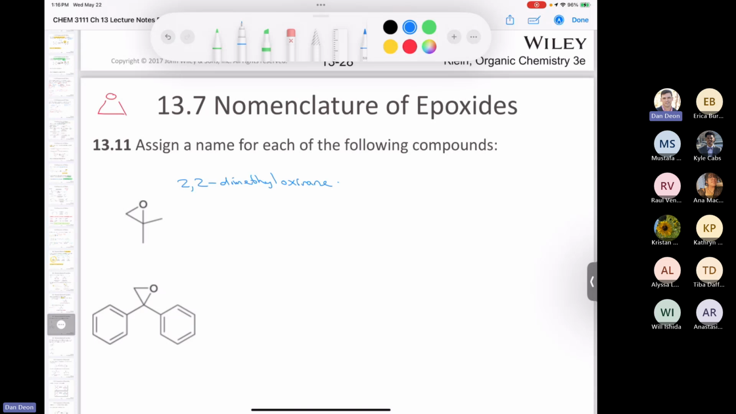And I think the next one is a little bit trickier to name as an epoxide because we have to find the longest carbon chain. Could anybody tell me how many carbons are in the longest chain in this compound? And it's not a trick question. I'm not trying to fool you or get you or something. Who could tell me how many carbons are in the longest chain we could find in here? Could anybody answer that?